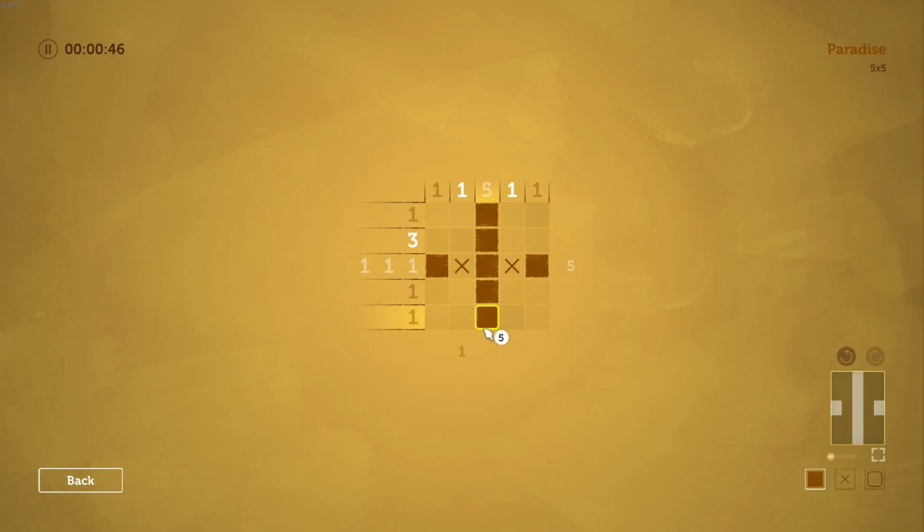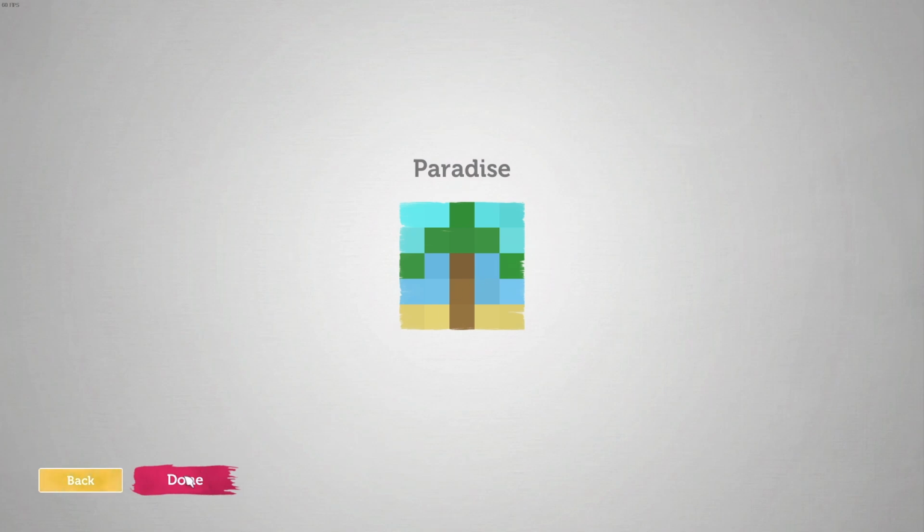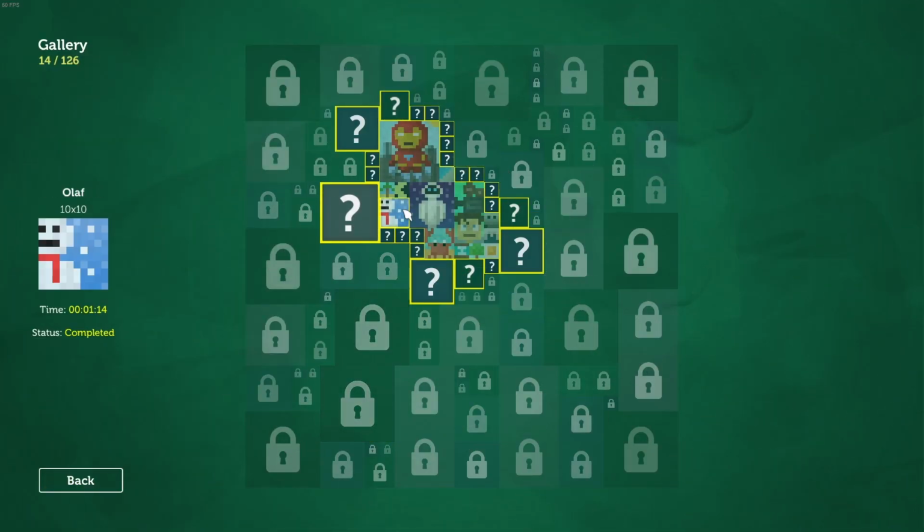The 5 means there are 5 painted cells on this column, and then the 3, since this row and this row, all of these clues across and down are done, the only space left for this 3 is here and here. And that's just a basic puzzle to show you the rules.